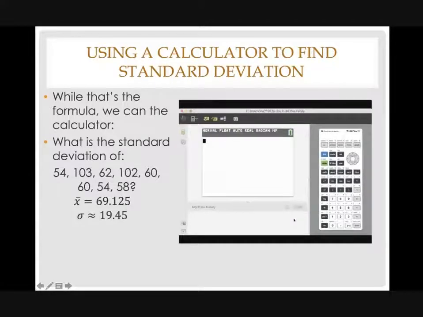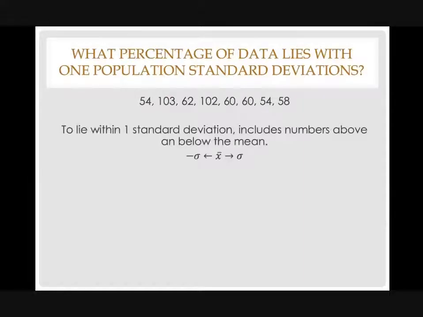Okay, so now, what percentage of the data lies within one standard deviation? As we derived in the first one, when you lie within one standard deviation, you can either be below the mean or above the mean. So we'll take 69.125 plus or minus 19.45, and we get the following. So now we're looking for all of the numbers that would fall between 49.67 and 88.575.